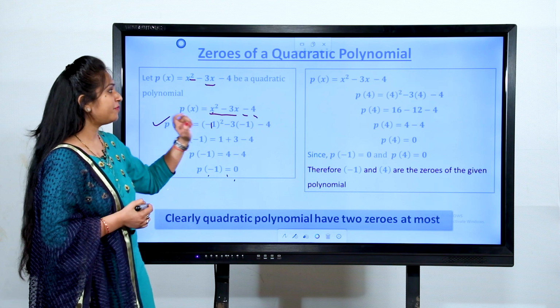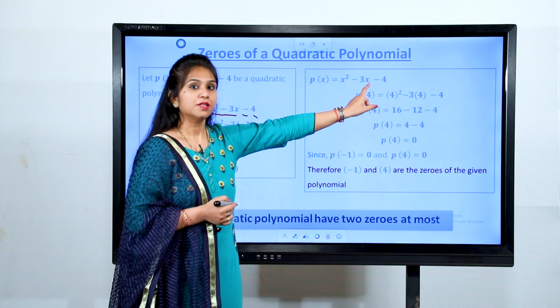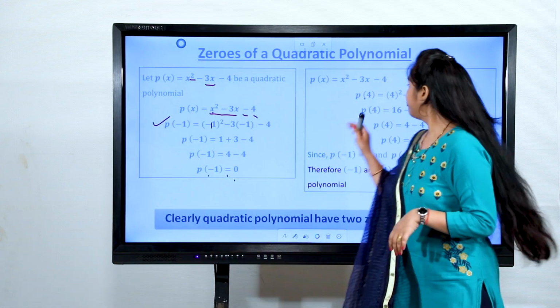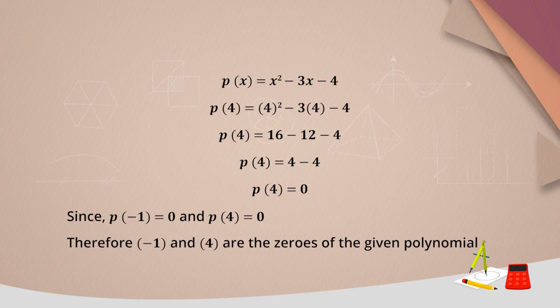Similarly, if in place of x we substitute 4, let's see what happens. We are getting 4 square minus 3 into 4 minus 4. Now 4 square gives me 16, 3 into 4 gives you 12, and minus 4. So 16 minus 12 gives you 4, minus 4 gives you 0.